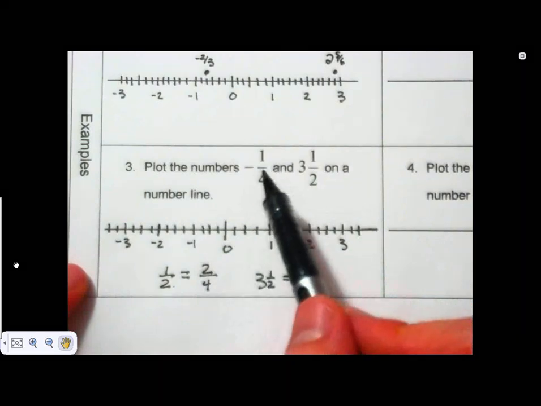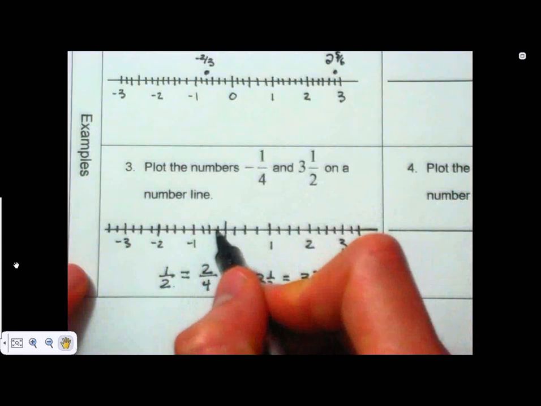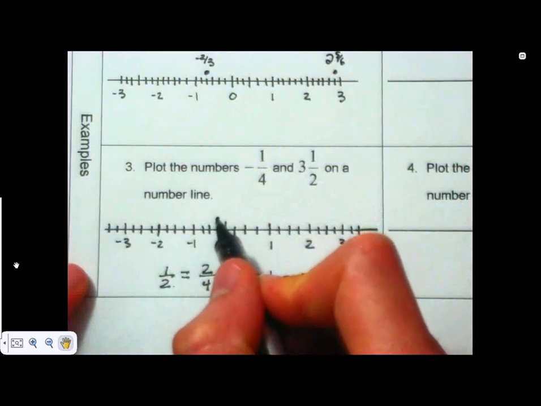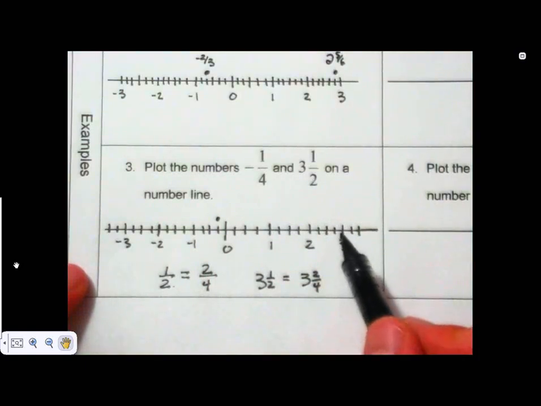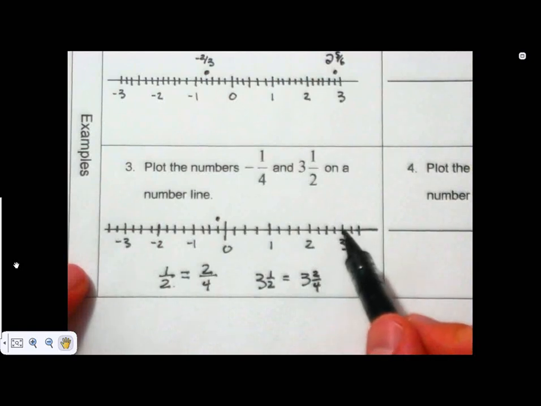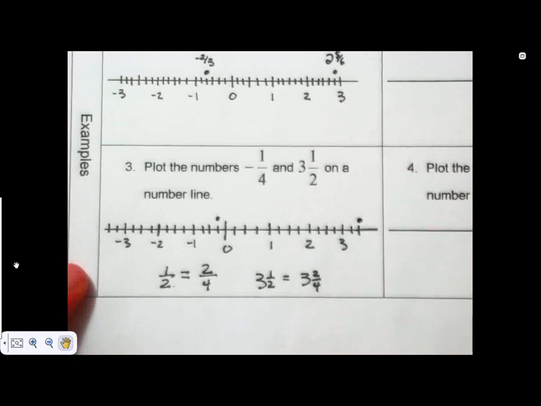So now let's plot our two numbers. The first is negative 1/4. Each one of these slash marks is worth a fourth. So negative 1/4 is there. 3.5 means I have to go out to 3. And again, I change that to 3 2/4. So I go out 2 slash marks beyond 3. And there's my second fraction.